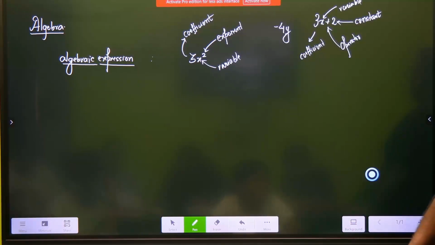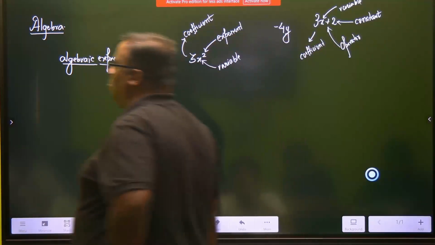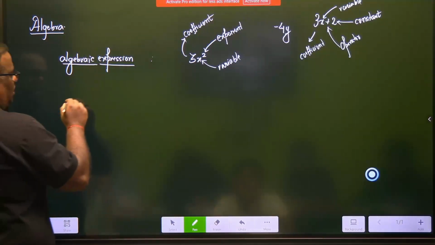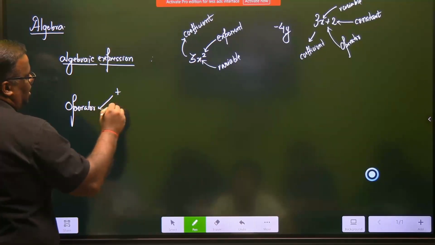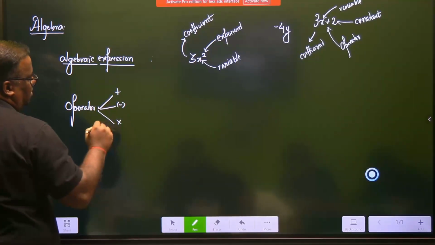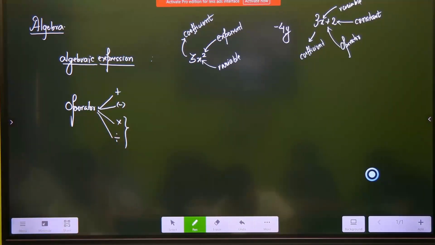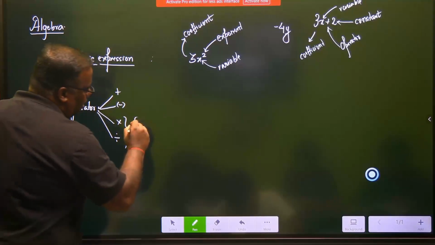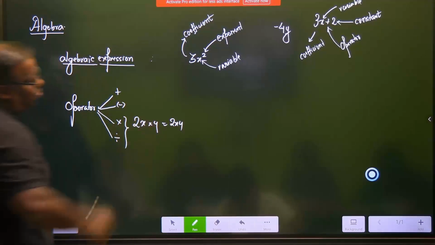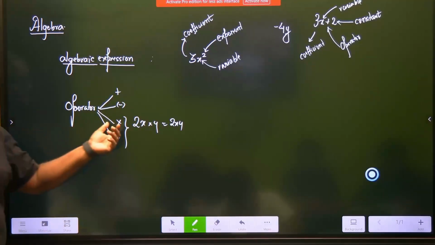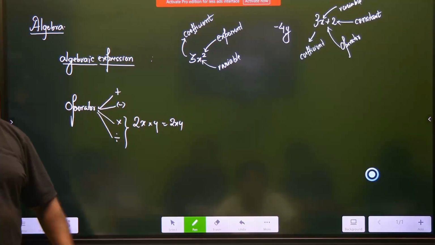This much. Okay. So let's look at the operator now. Our operator can be a plus sign, can be a minus sign, can be a multiply, or can be a divide. These are very easy to handle. For example, if you have a 2x and you are multiplying it a y, then I'll just write it as 2xy. We don't put the multiply separately.